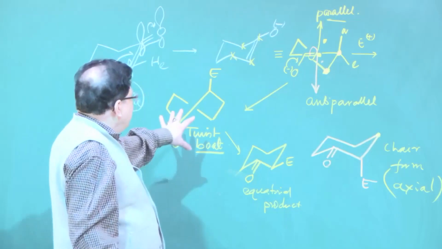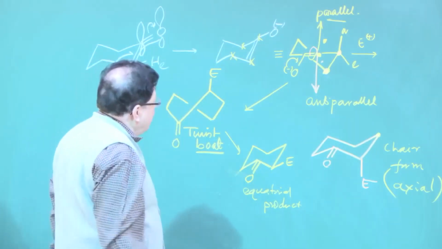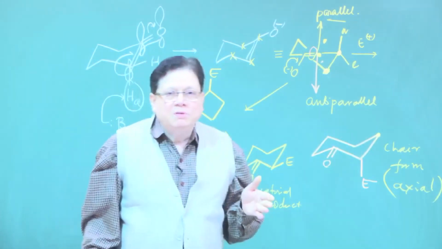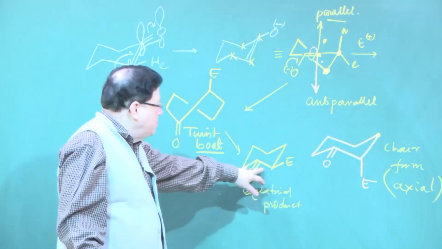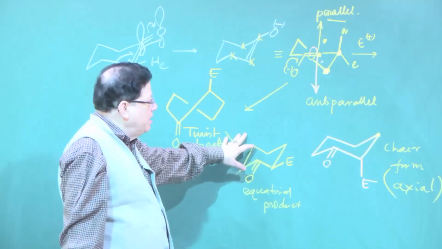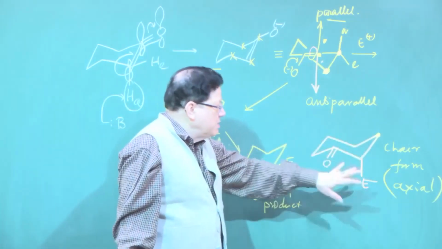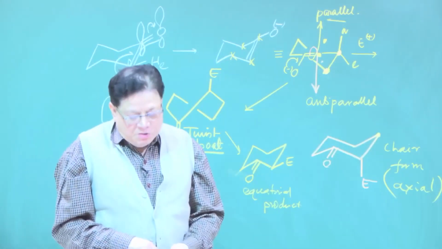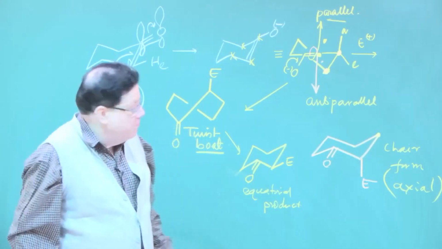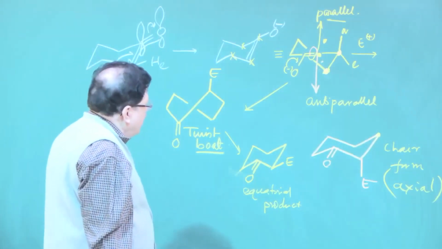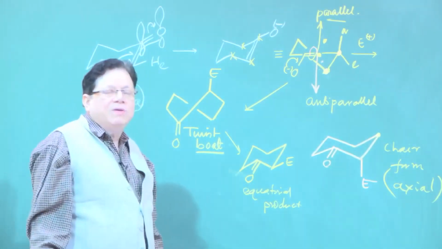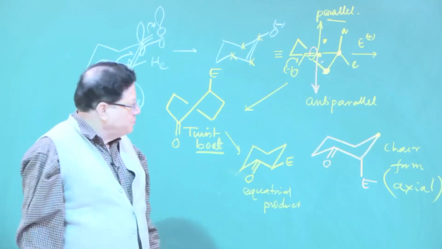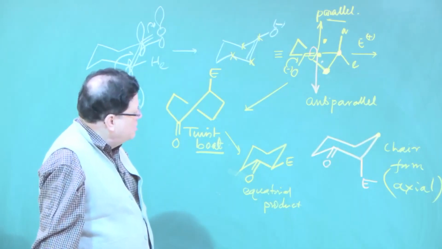Okay. So, this is the basic principle of parallel attack and anti-parallel attack. Just remember, parallel attack gives you the equatorial product, but it goes through a twist boat conformation, whereas the anti-parallel attack gives the axial product, which goes directly into the chair form. Okay. Now, in absence of any overriding factors like steric factors, stereoelectronic factors, both the products are formed in appreciable amounts.